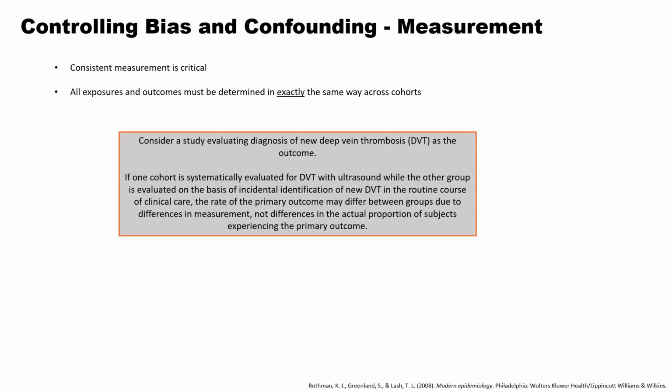And then finally, we need to be really careful about the way things are measured in retrospective research. So consistent measurement is critical. All exposures and outcomes must be evaluated in exactly the same way across cohorts. So to illustrate this point, consider a study that's evaluating the diagnosis of new DVT as the outcome. If one cohort is systematically evaluated for DVT with ultrasound while the other group is evaluated on the basis of incidental identification in the routine course of clinical care, there's a difference in measurement, and the rate of the primary outcome may differ between the groups due to differences in this measurement, not due to differences in the actual proportion of subjects experiencing the primary outcome.